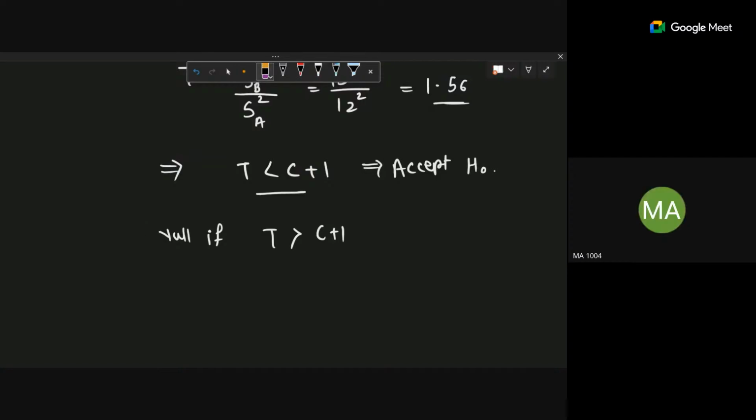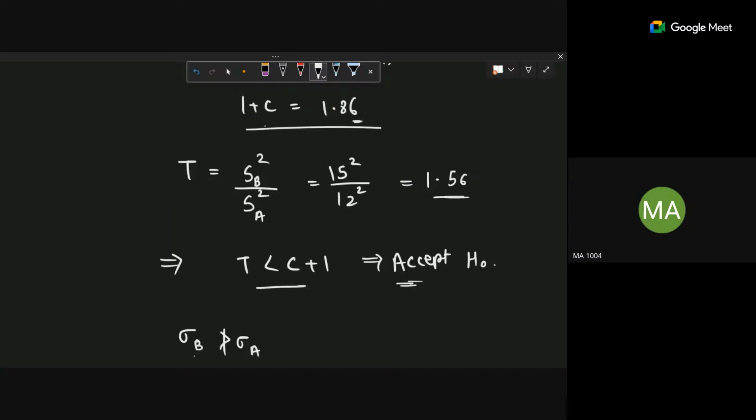So accepting null says that the question was whether the variability in marks by session B is greater than the marks by session A. Accepting H naught says that the variability in marks by session B was not greater than that of session A, right? So we accept H naught, and the conclusion is sigma B is not greater than sigma A. That was the question initially.